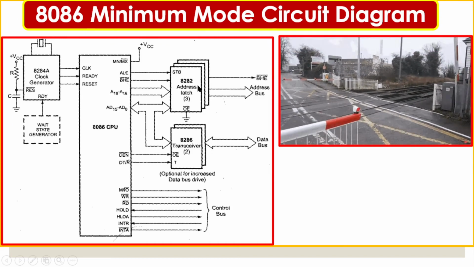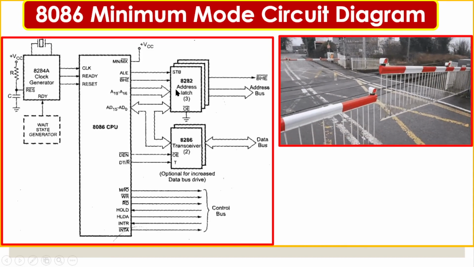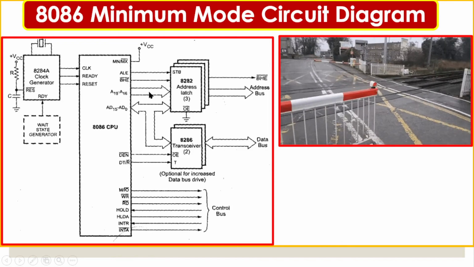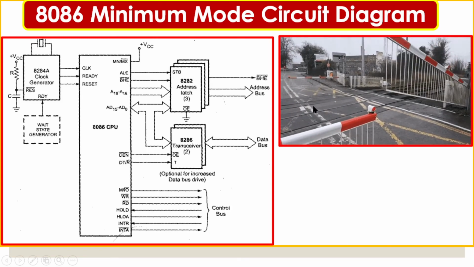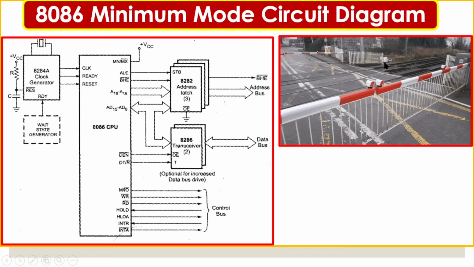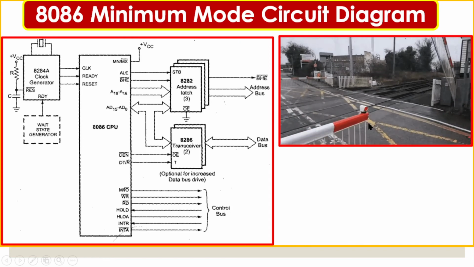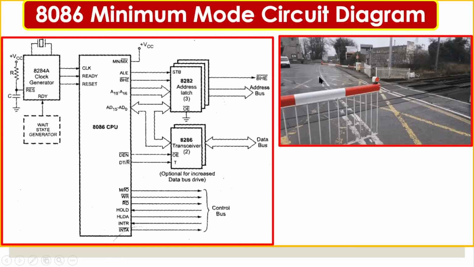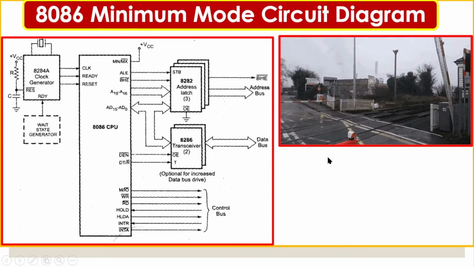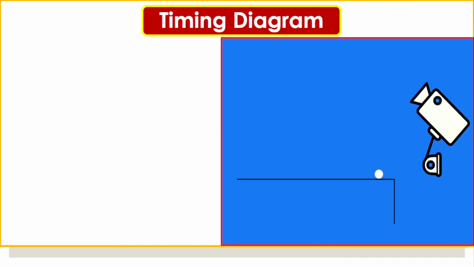Here the gate is the same as our address latch enable. If ALE is 1, the address will be using the pin, available on the outside. So here the train acts as the address. If the gate is closed, the train will use that. If the gate is open, it will be used as data, so that is road transport vehicles like car, two-wheeler, bus, lorry. So that's the example of demultiplexing signals. So that's all about the 8086 microprocessor pin diagram.